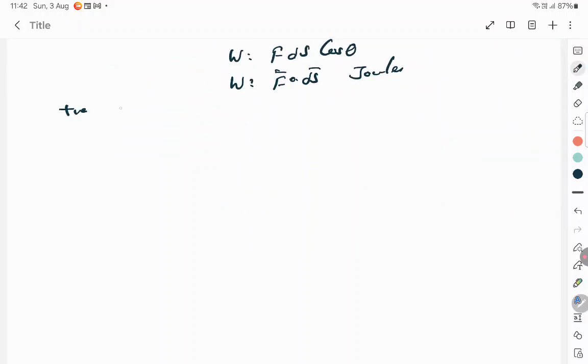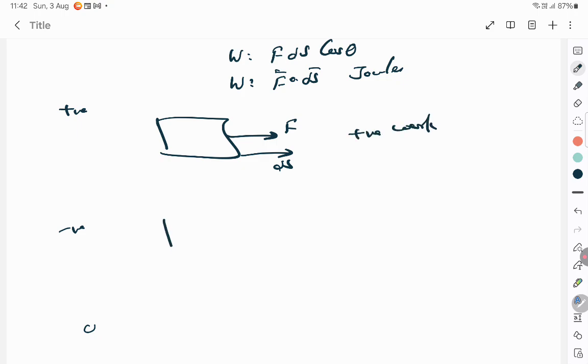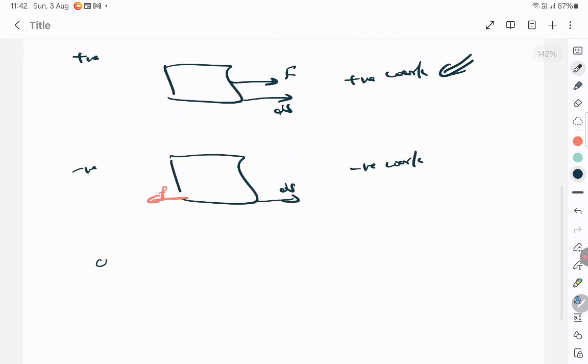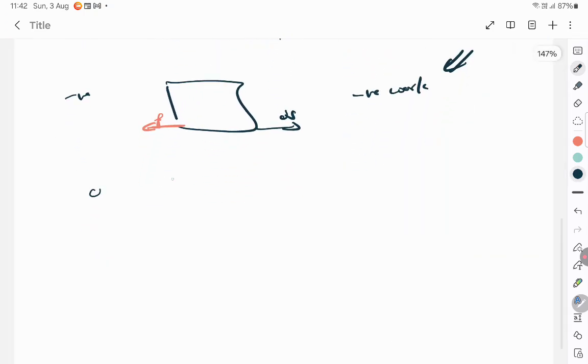What is positive work, what is negative work, and what is zero work? When the body is displaced in the same direction as the applied force, it's called positive work. When the body is displaced in a direction opposite to the force, as in the case of the frictional force, where the force is always opposing the motion, the work done by the frictional force will be negative work. Here the work done by the applied force in displacing the body in the same direction is positive. The work done by the frictional force is obviously in the opposite direction, so it's negative.